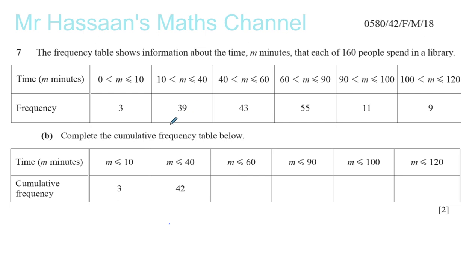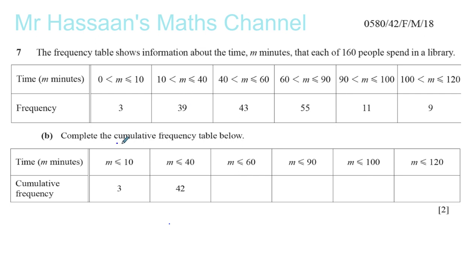And what that actually means is, if you just look at the difference between the first and the second groups here, this tells you that three people stayed in the library between 0 and 10 minutes. And this tells you that three people stayed in the library less than 10 minutes, okay, which seems like the same thing right now. It'll become clear the difference in the second group here. The 39 here represents the number of people that stayed in the library between 10 and 40 minutes. So they stayed more than 10 minutes, but up to 40 minutes. Those 39 people stayed that long.